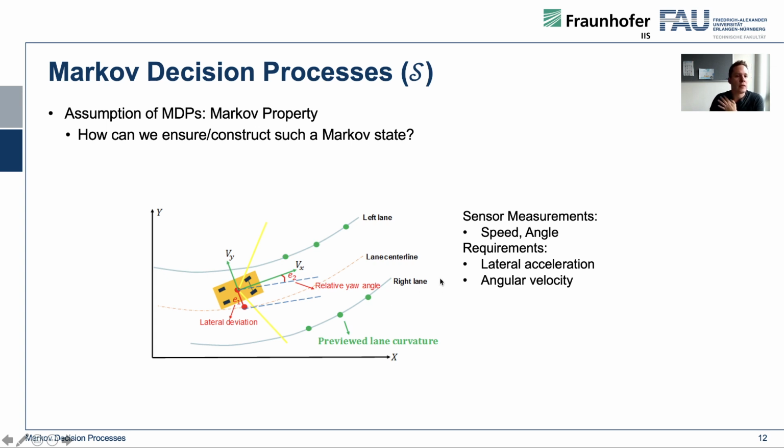Actually, what you need to do is augment your state to have these components also in your state representation. You can do this either by computing them or by just keeping track of past states and combining them into a state representation that allows you to control, to get a representative state of the car at this point.